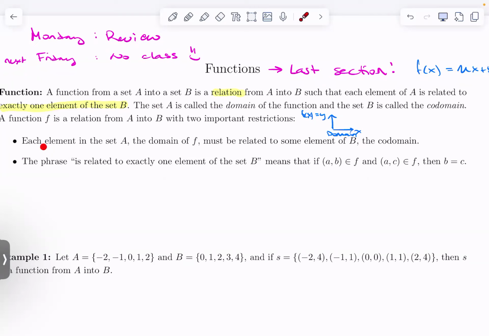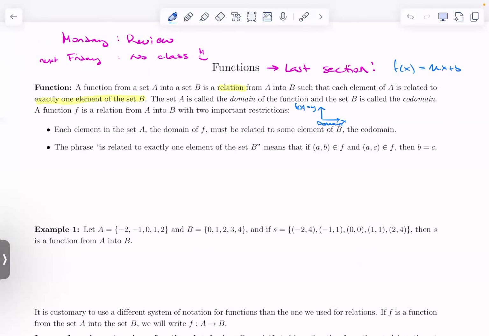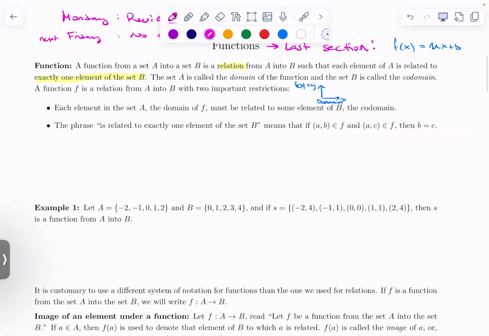So a couple of key things about functions is that each element in the set A, which is in the domain, must be related to some element of B, the codomain. Okay? And what that looks like, rather, and I didn't give us very much room. I really wanted it to be 3 pages, but I spilled over to 4 pages. But we can have something like this.